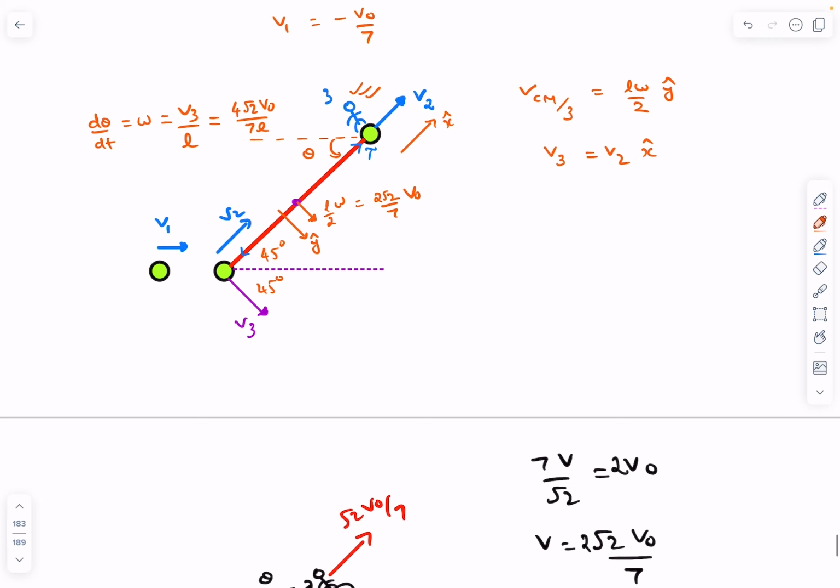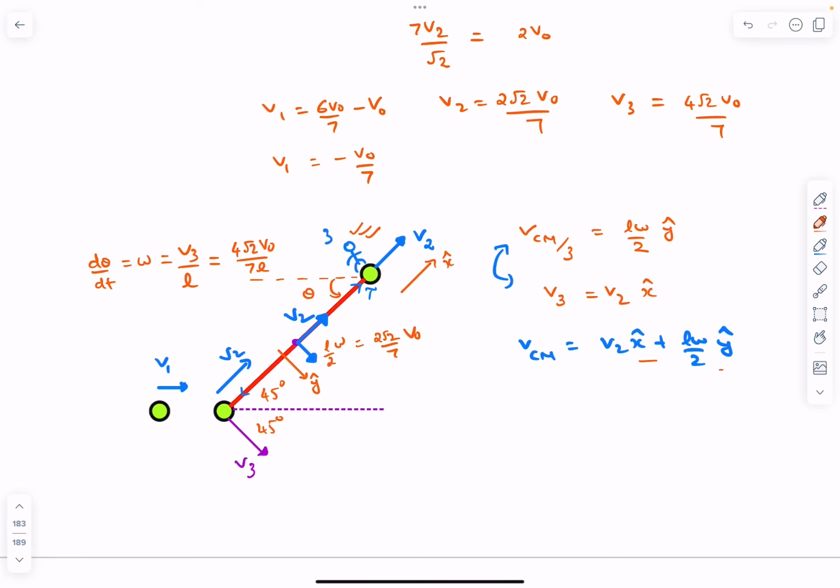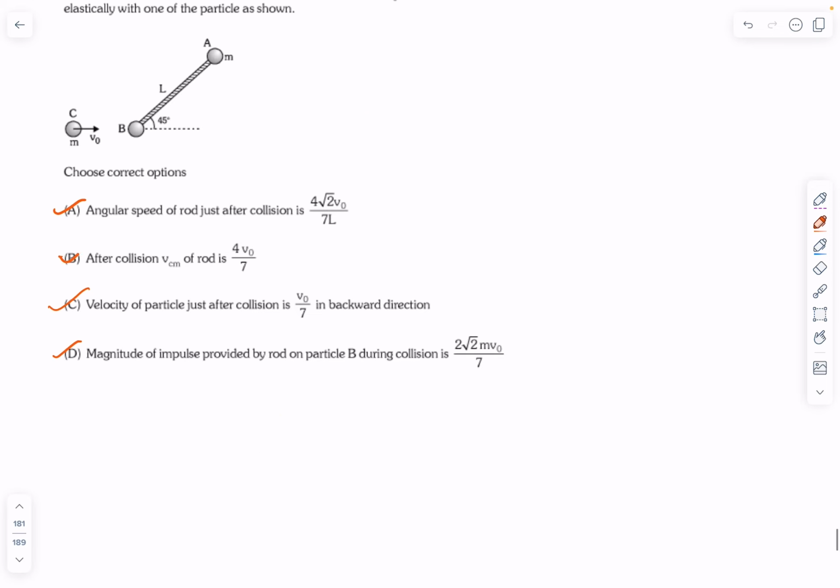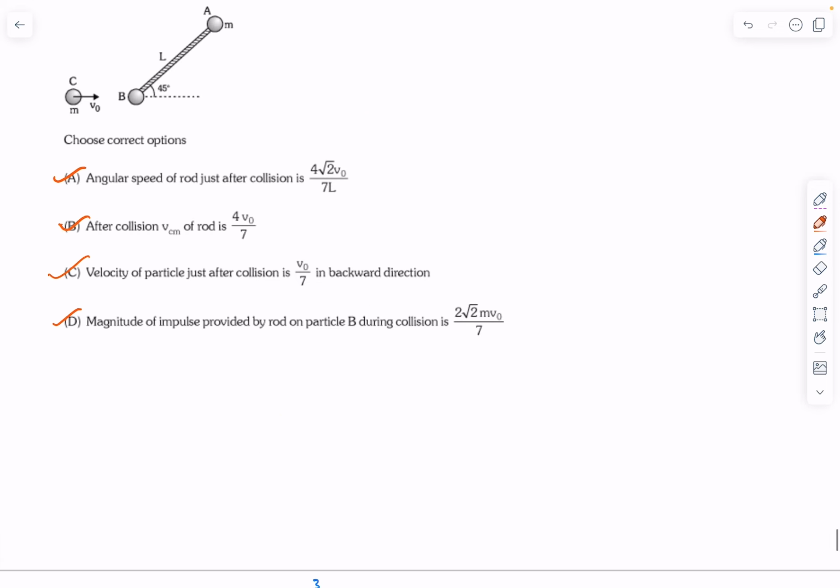So now all we have to do is add this vectorially. Diagrammatically speaking, the relative speed is L omega by 2 in this direction, and we'll have to add the velocity of 3, which is v2, vectorially. Equation-wise, all we have to do is add these two equations, so we'll get the velocity of the center of mass in the ground frame. This is going to be v2 x cap plus L omega by 2 y cap. Now x cap and y cap are mutually perpendicular, so the speed of the center of mass is going to be 4v0 divided by 7. Okay, so even option B is correct. So all the options are actually correct in this question.